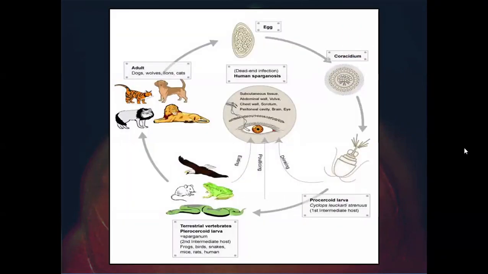So this is a diagram of sparganosis. The most common definitive hosts for sparganosis are actually wolves, canines, cats, dogs. In the picture, they include lions because they are actually infected when they eat the second intermediate host, which this diagram mentions can be frogs, birds, snakes, mice, rats, or if dead bodies are thrown or left in the forest and they contain the plerocercoid larvae. Okay.